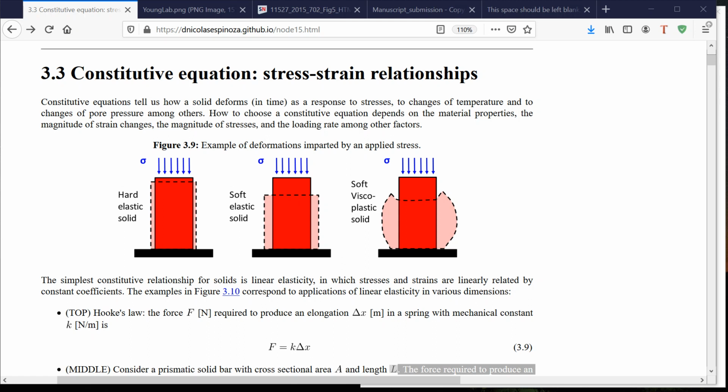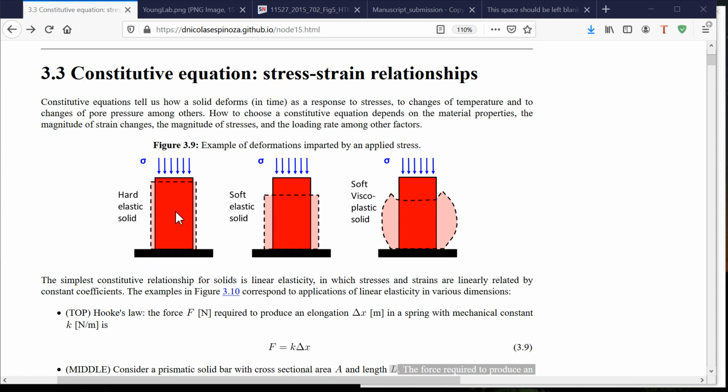The three equations that you need in order to solve any continuum mechanics problem are the equilibrium equations, the kinematic equations, and the constitutive equations.